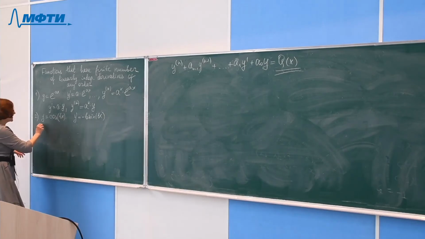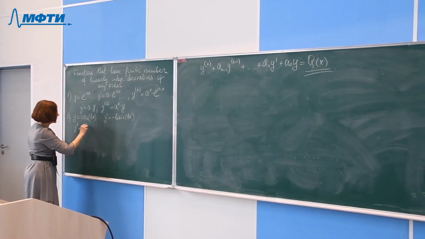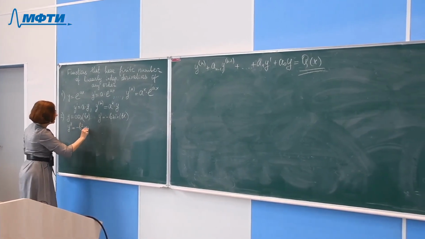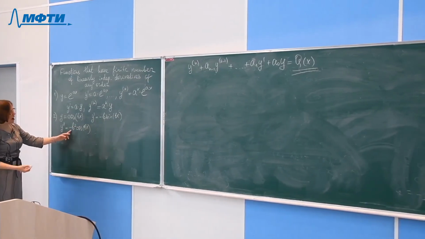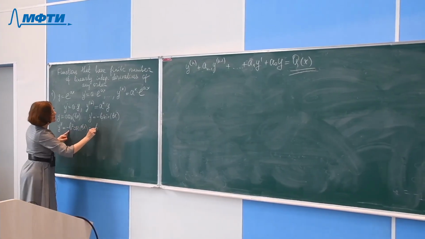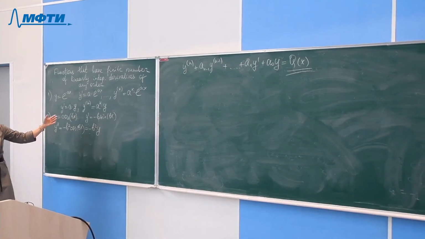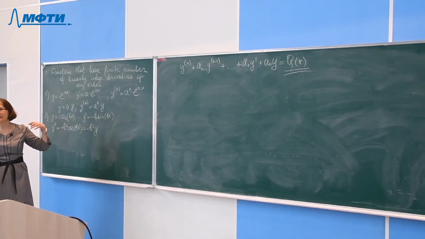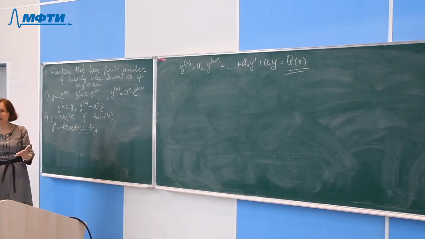But if we take the second derivative, the derivative of this derivative will be minus b squared times cos bx. But it is equal to minus b squared times y. So the second derivative depends on y. So the second derivative of y and y are linearly dependent.